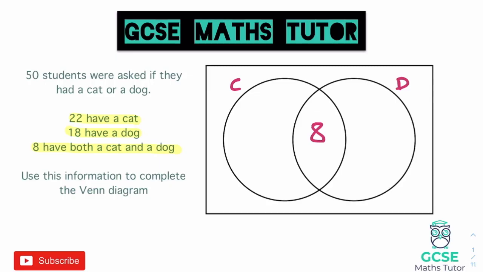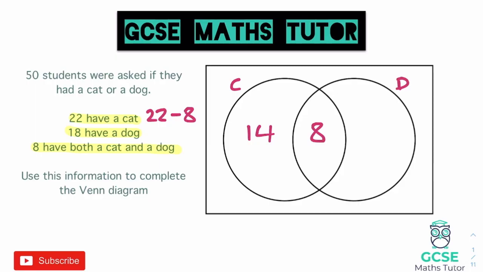Now we can move back to that first line as it says that 22 have a cat. Now you can already see that we've got 8 that have a cat and a dog, but those 8 people are included in the 22 people that have a cat. So to work out how many people have only a cat, we would have to take away the 8 in the middle from the 22. So do your working out to the side, I would write 22 take away 8, and that is going to give us a total of 14 that have a cat. And now you can check because these two numbers should add up to 22. So 14 and 8, do they add up to 22? The answer is yes, so we've got that correct.